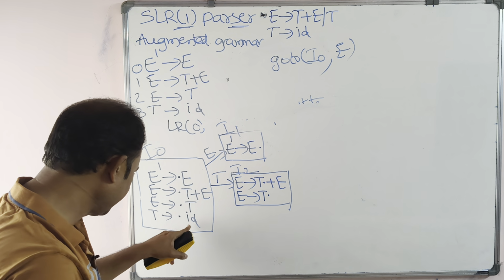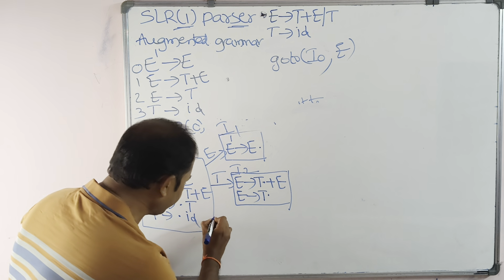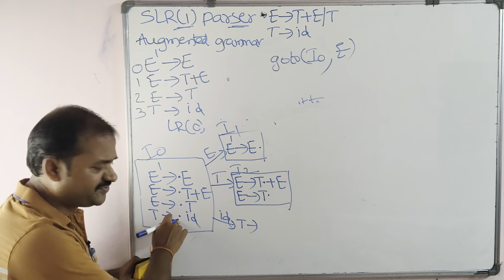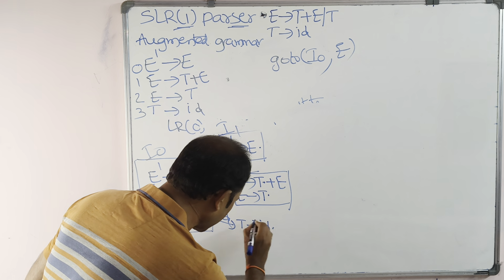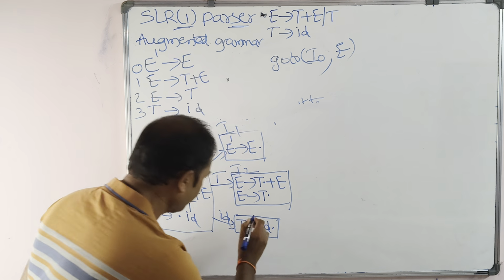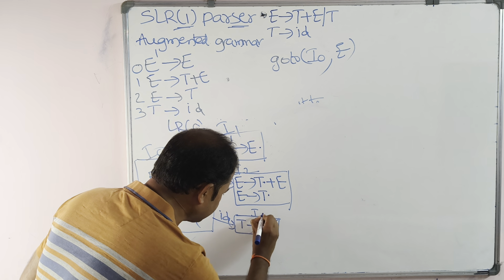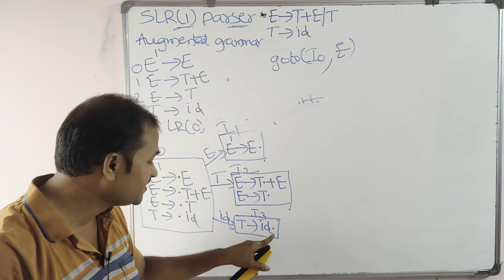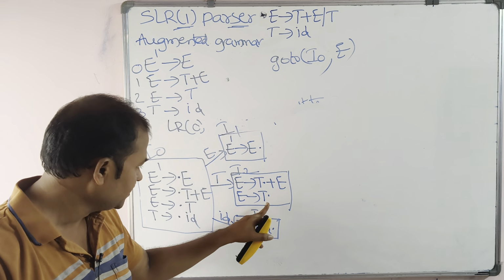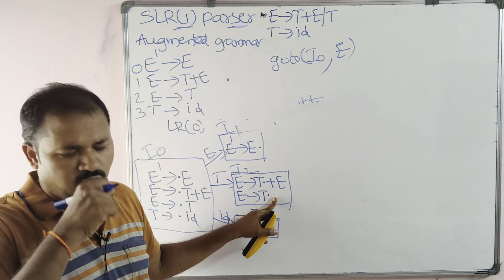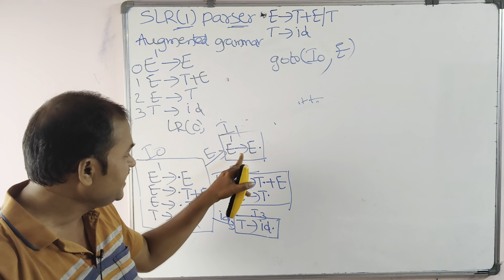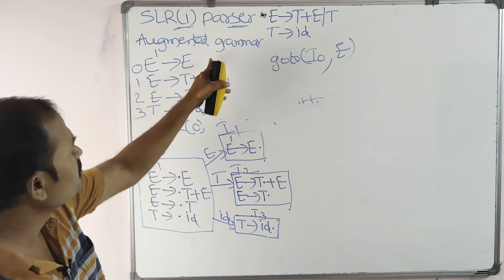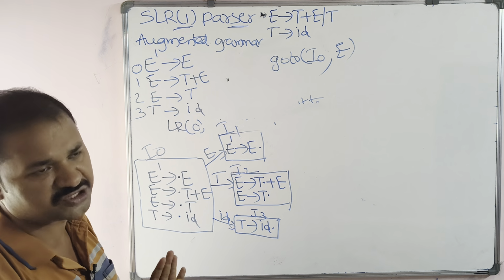Next we have to apply ID on I naught. T produces, the dot will be shifted one position to the right: ID dot. So I1 is over, I2 is over. The next state is I3. This item is called a final item. Final item means the dot is at the extreme right side. E produces T dot is also a final item. E dash produces E dot is also a final item. So here our target is to produce final items for all these productions.